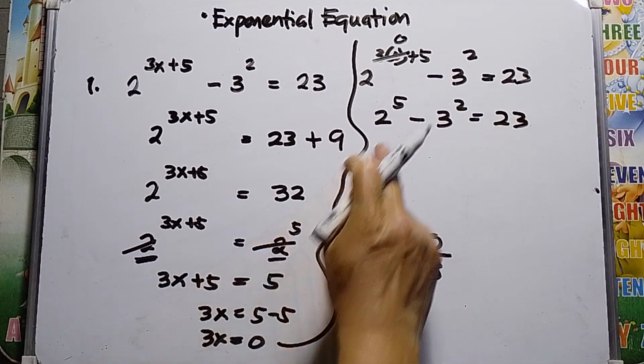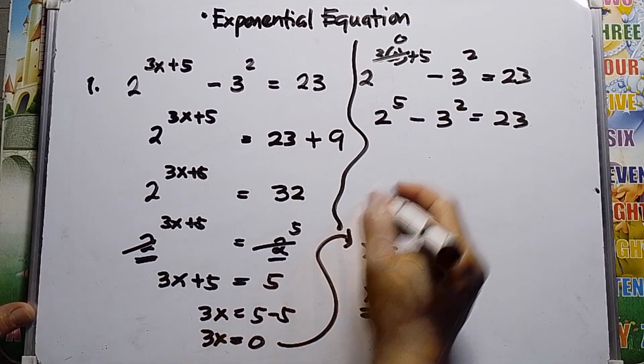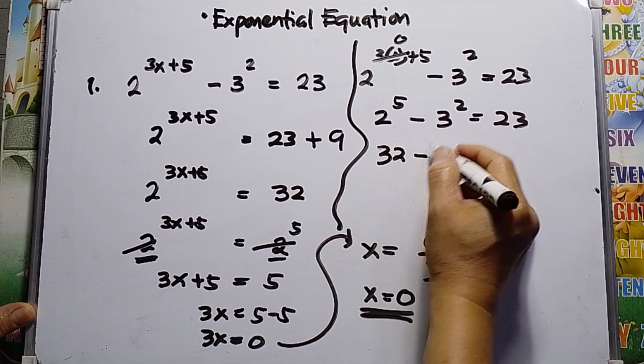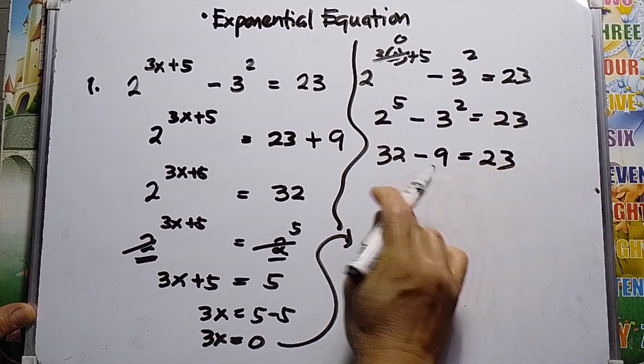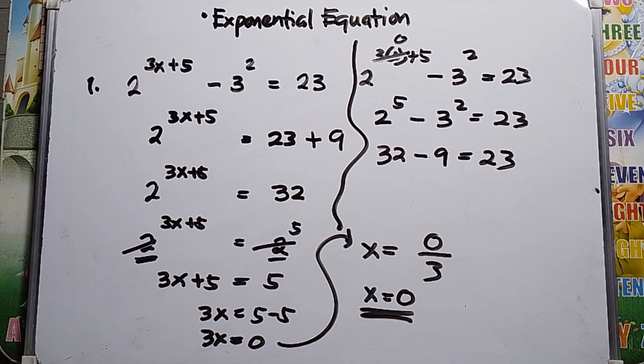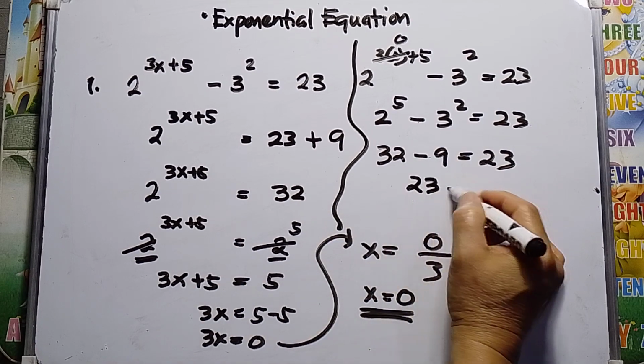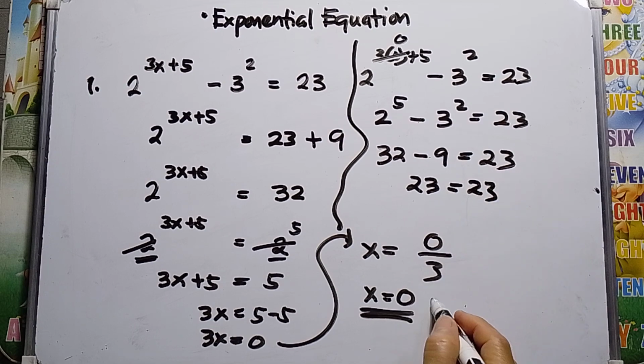So what is 2 raised to the 5th power? That is 32. Minus what is 3 squared? That will be 9. Is equal to 23. So 32 minus 9 will be equal to 23. So therefore, my x value, which is 0, is correct. That's all.